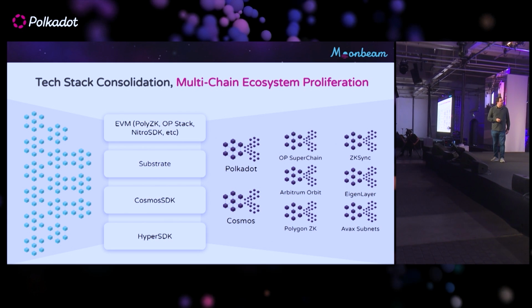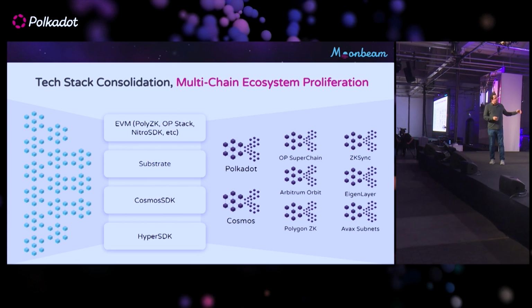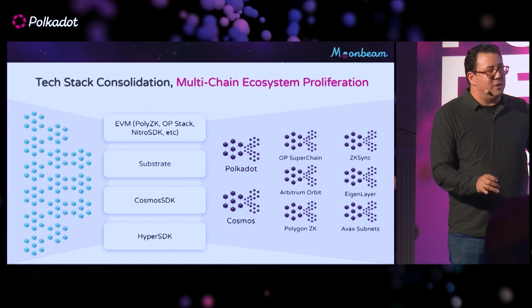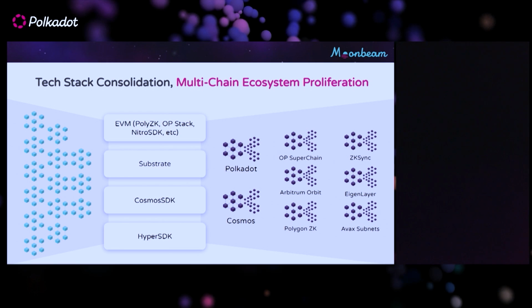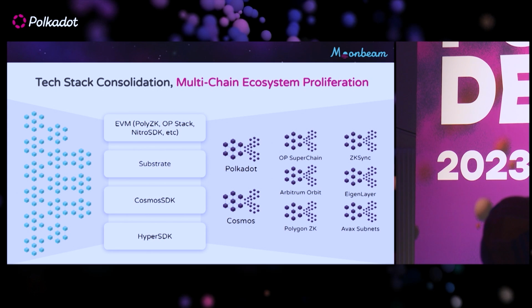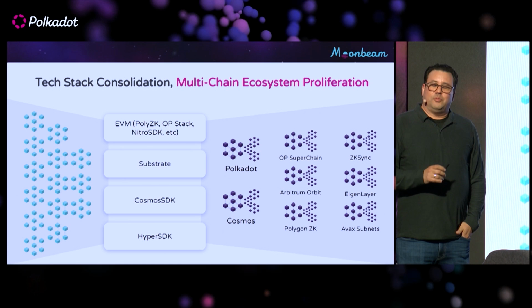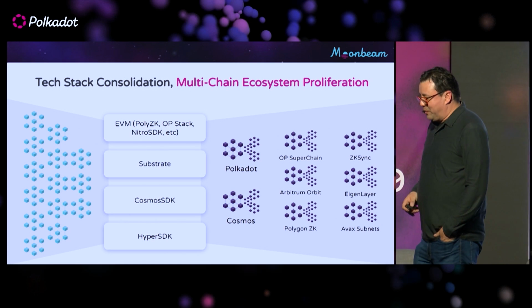That's not for the faint-hearted. So at the same time as there's this consolidation of tech stacks to some fewer number, there's a proliferation of different multi-chain ecosystems. This is a big change from last year. If I were coming to talk to you last year, this would not have been the case. So this is within the last 12 months.